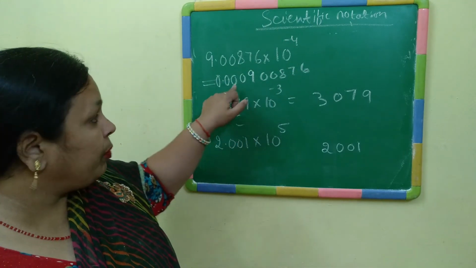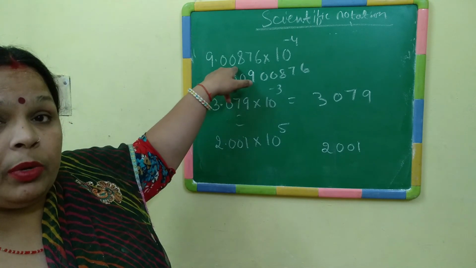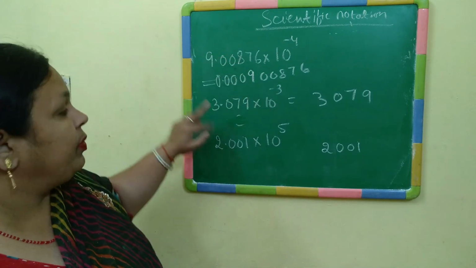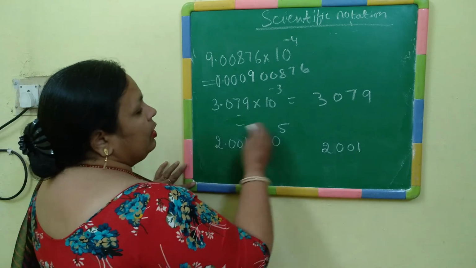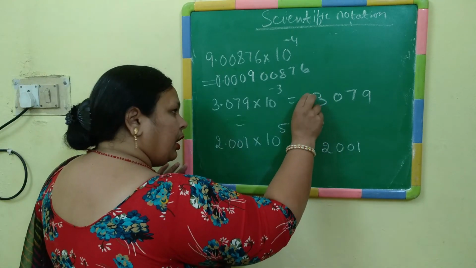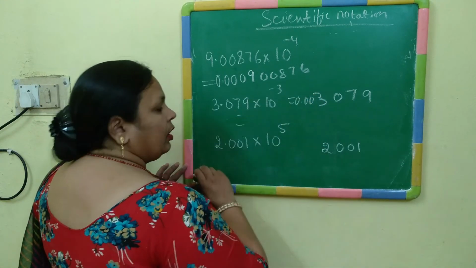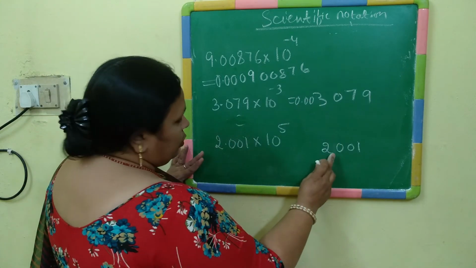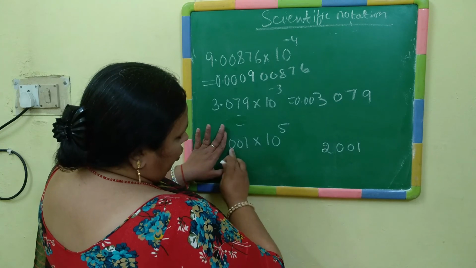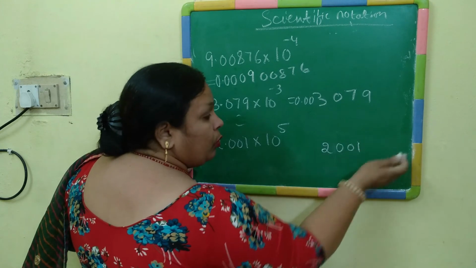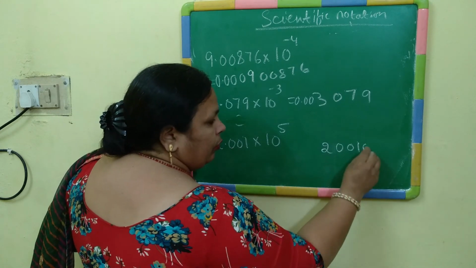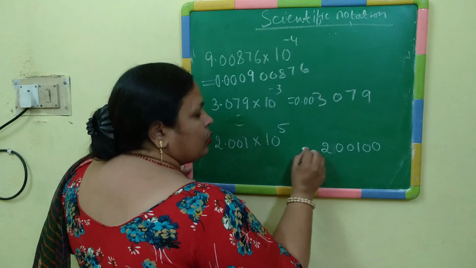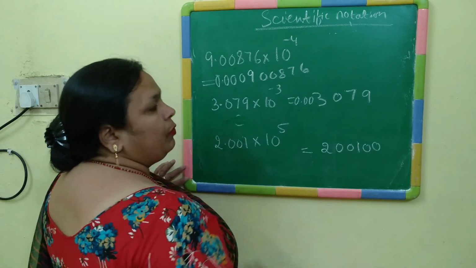Now from this step you go to the next step. Here it is minus 3, so minus 3 means 1 and 2. Here it is 5, and 5 means you need to go towards the right. So 2.1, 2, 3: already 3 digits are mentioned, and you need to go for 5, so 1, 2, 3, 4 and 5. So this is the numerical form.